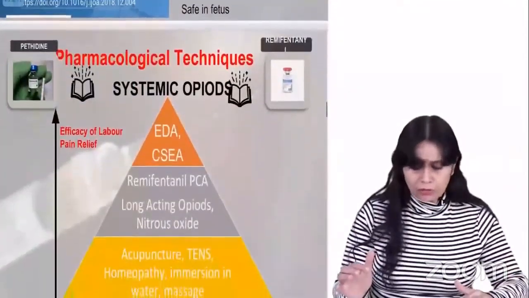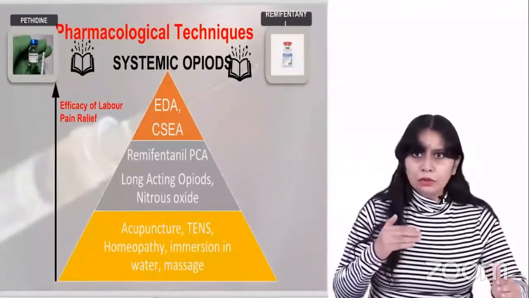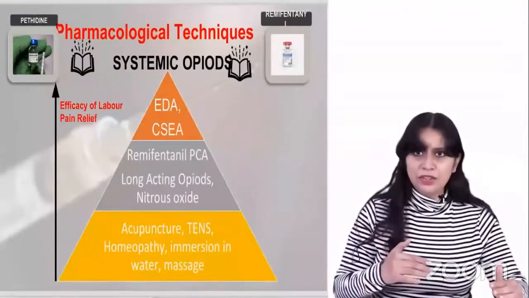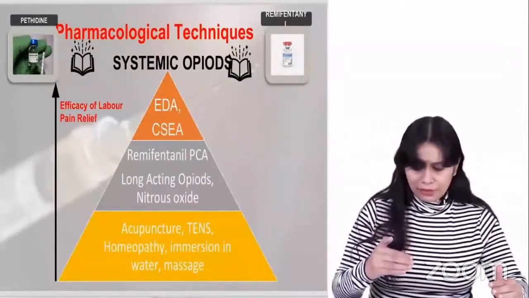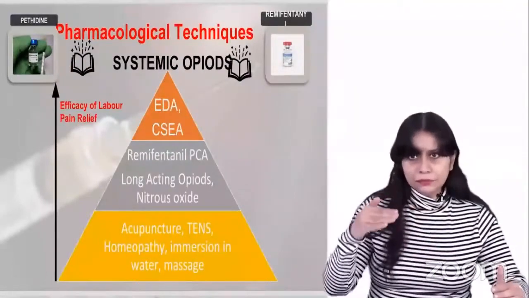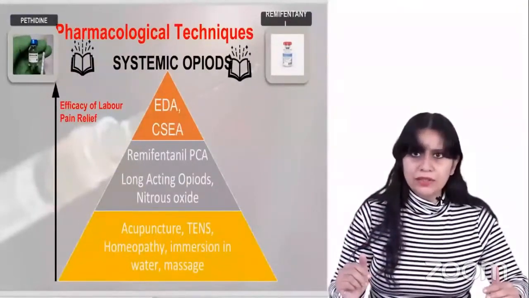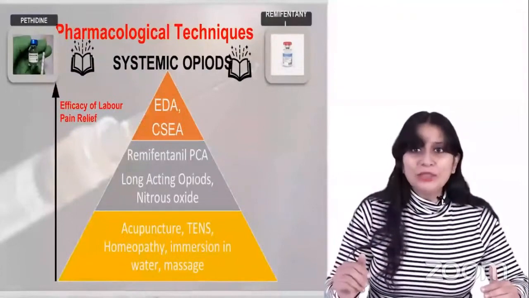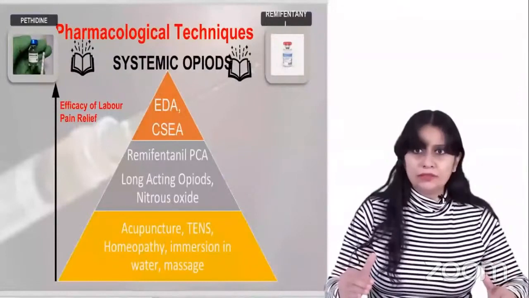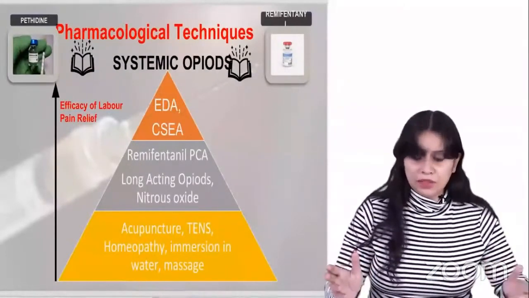So let us now talk about the comparison of the different techniques. We talked about non-pharmacological techniques, which are the least efficient for labor analgesia. Then your nitrous oxide, the inhalational sevoflurane or nitrous oxide. Then your opioids. In opioids, the best is remifentanil through patient controlled analgesia. And above all, the best one is what we are going to discuss now, that is epidural and its modification. So still the gold standard is epidural and its modification.